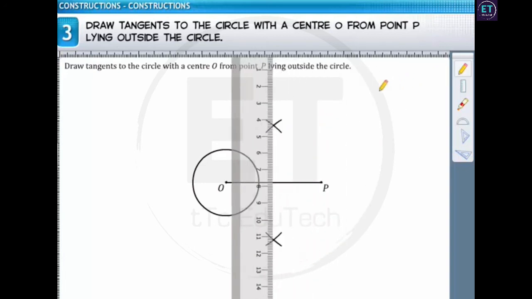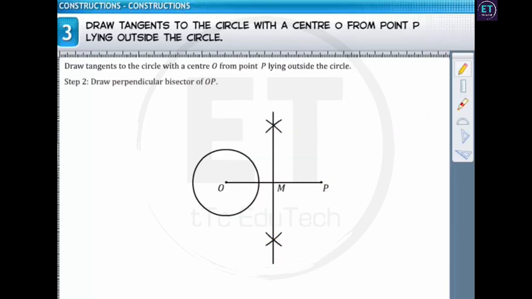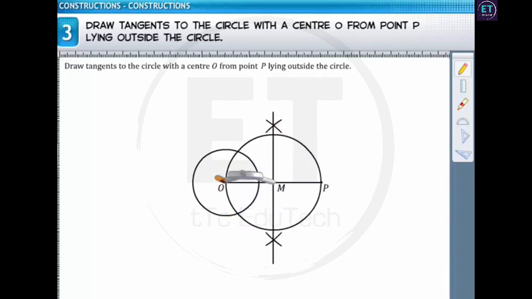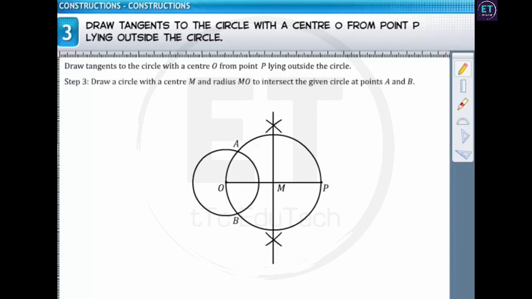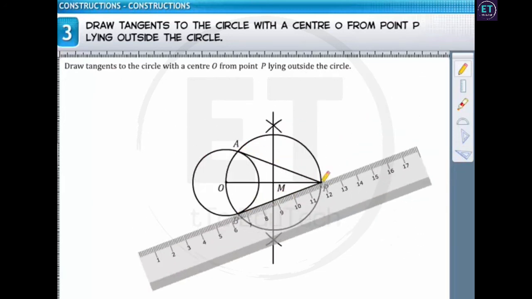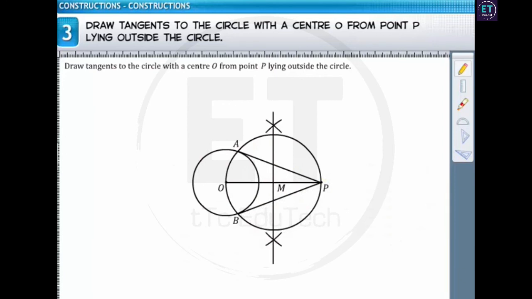Join the intersection points to get the perpendicular bisector of OP that intersects OP at M. Thus, M is the midpoint of OP. As step 3, draw a circle with its center at M and radius equal to MO. This circle intersects the given circle at 2 points A and B. Finally, as step 4, join AP and BP. These are the 2 required tangents.